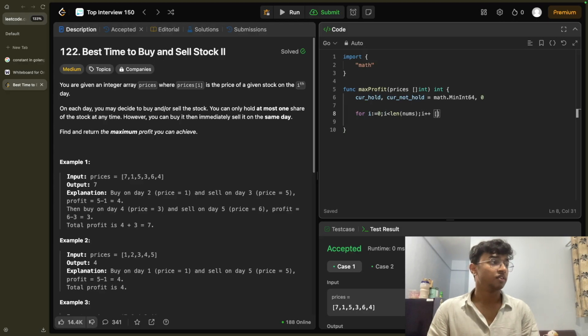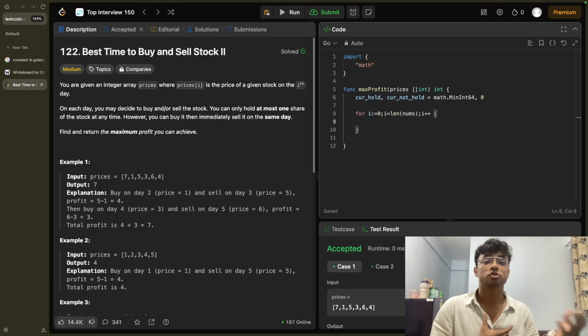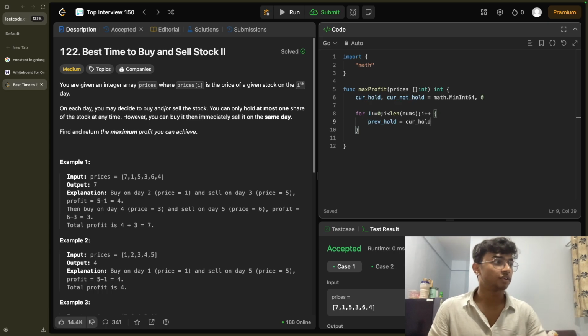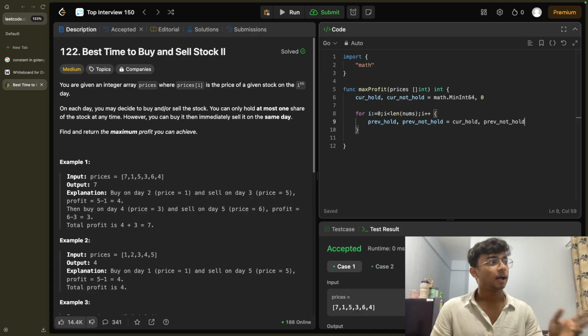And what we are going to do is we're going to see that if we are at the current hold state, first of all, we want to also maintain our previous hold and the previous not hold states. So first, let's write that down, that we're going to maintain another set of variables, which is going to be previous hold, and it's going to be the current hold value, which we have right now. And the same way, let's just write it down in the same assignment, that our previous not hold is also going to be the current not hold. Sorry for that.